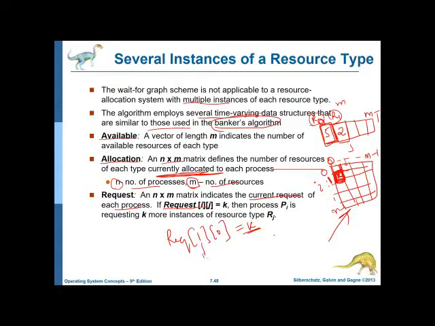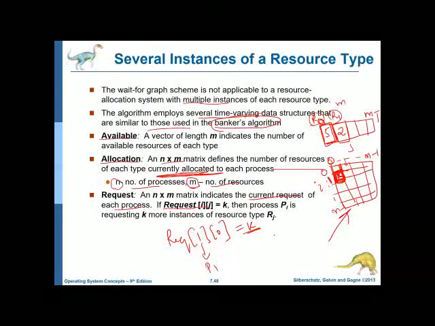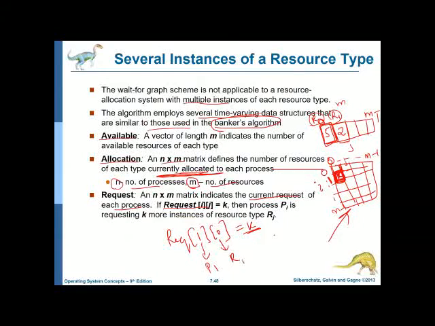Which process are we talking about here? The first process P1. Which resource? R0. So process P1 requires k instances of resource type R0.